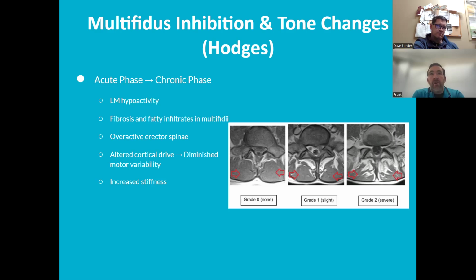You get this corticomotor reorganization. The maps of the trunk become blurry and overlapping. Now all of a sudden they can't dissociate movements and segments like they could before, and coordination becomes less efficient.